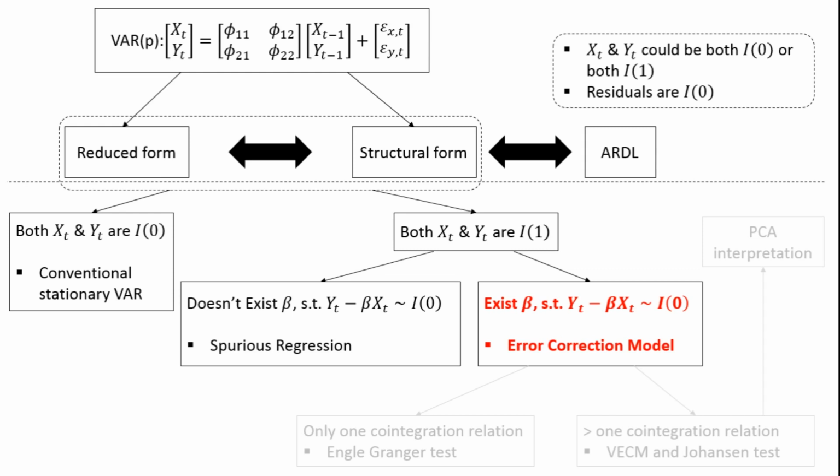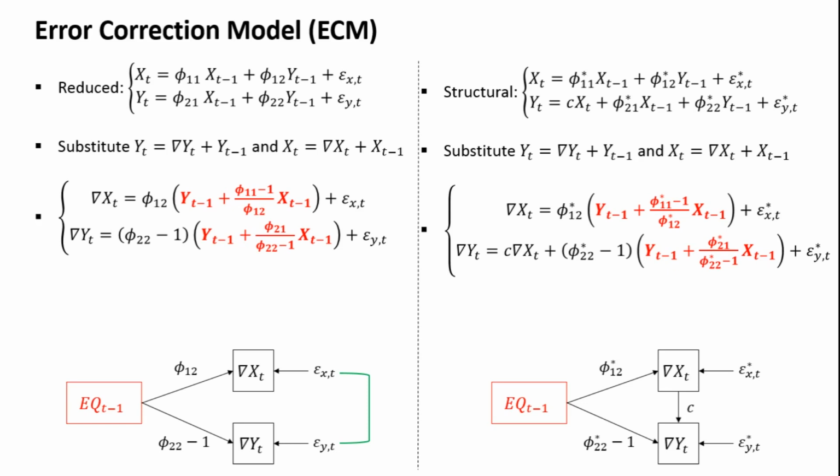So in the situation in which both xt and yt are integrated of order 1 and there exists a beta, so that xt minus beta yt is stationary, in the situation we reject the null hypothesis in the Dickey-Fuller test, it means that we should make an error correction model that we will present to you in a moment. So what is an error correction model?